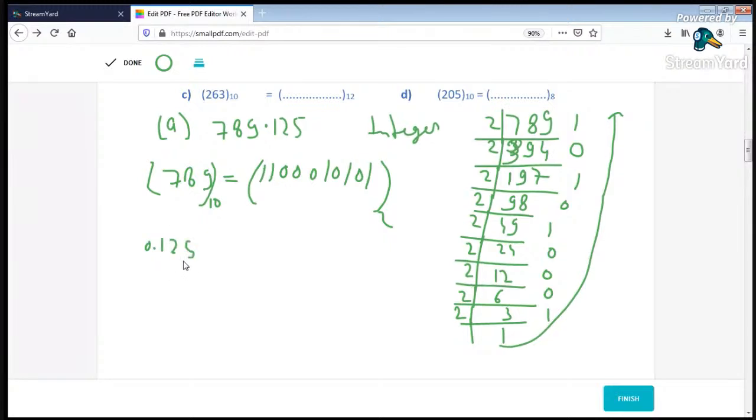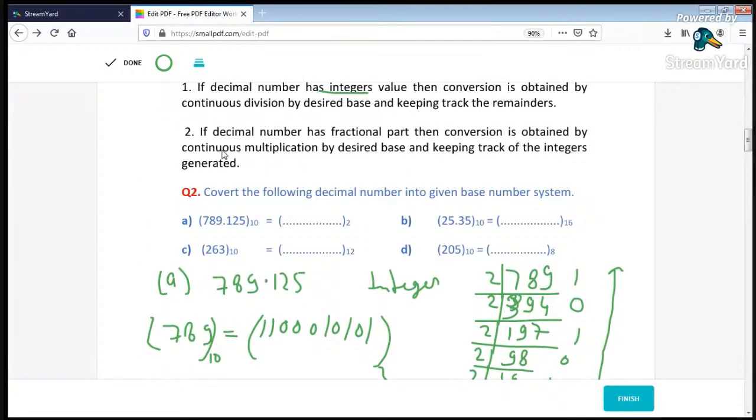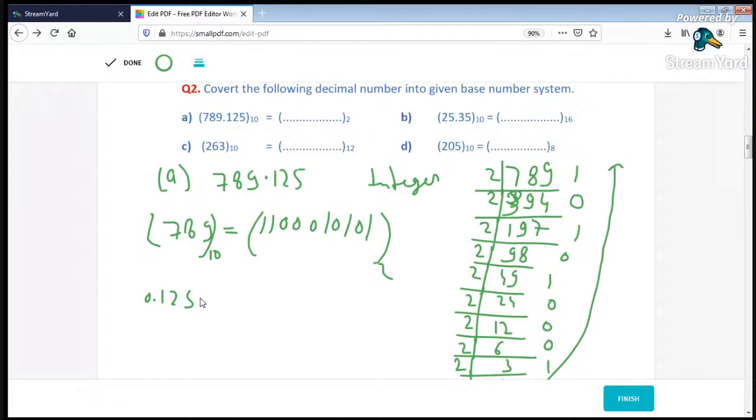For the fractional part, I have written the statement: if a decimal number has a fractional part, then the conversion is obtained by continuous multiplication by the desired base. Our desired base here is 2. So we multiply the fractional part by the desired base, 2. So this will be 0.250. After multiplication, you repeat this process until you get all 0. If you do not get all 0 values, then you can stop multiplication after 4 or 5 steps.